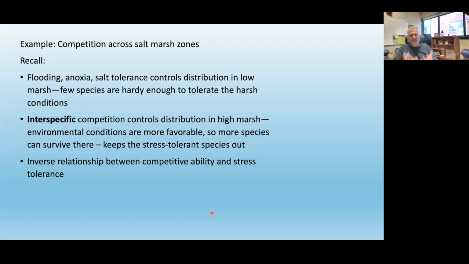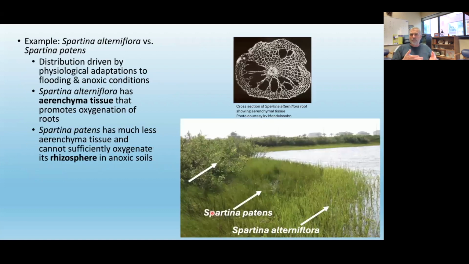So there's this inverse relationship between competitive ability and stress tolerance. An example of this would be Spartina alterniflora as compared to Spartina patens, right? Spartina alterniflora is going to be in that intertidal zone, and you can see down here in this graphic. That's because it can tolerate those anoxic conditions. It has that parenchyma in its roots.